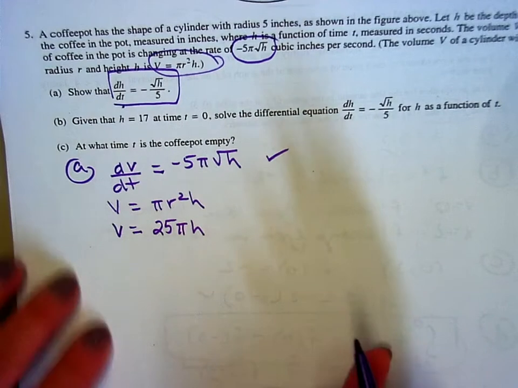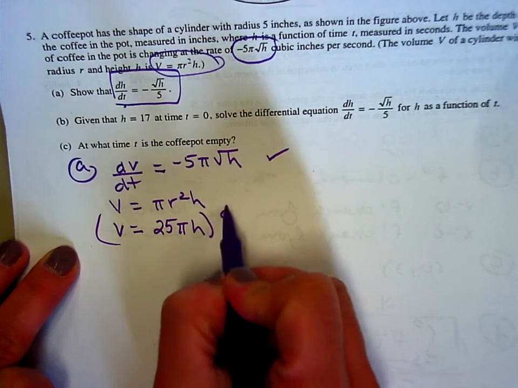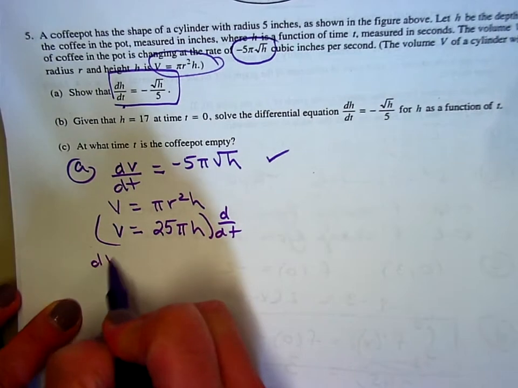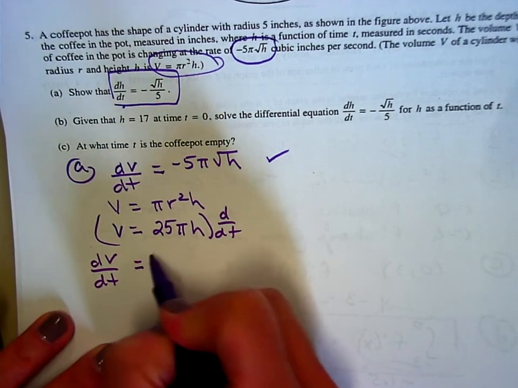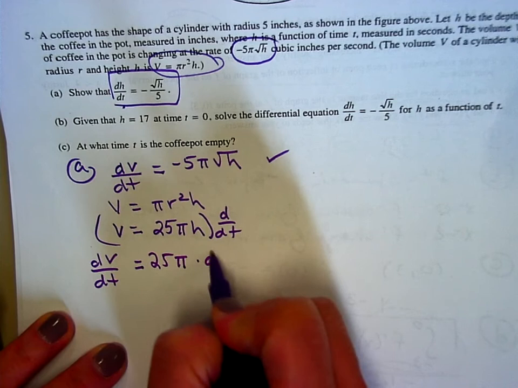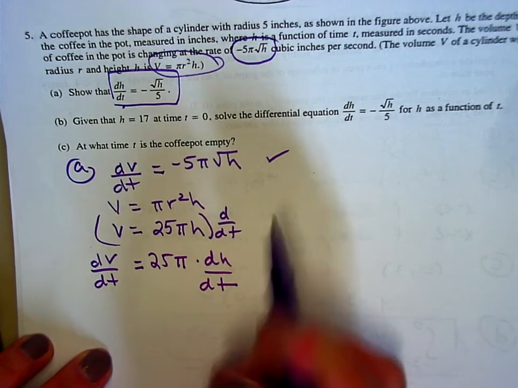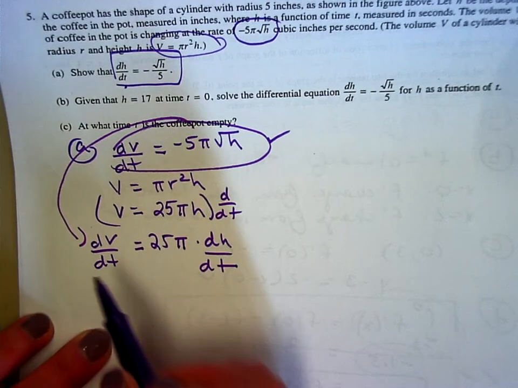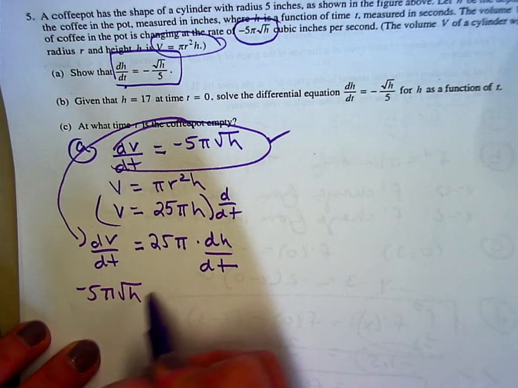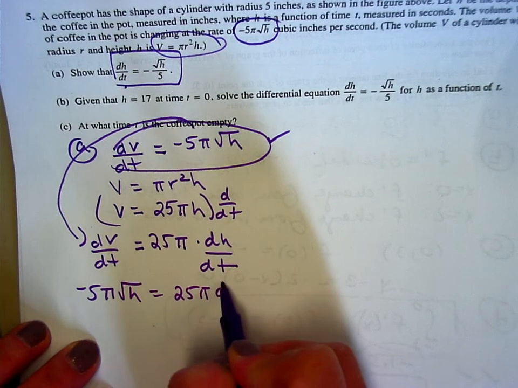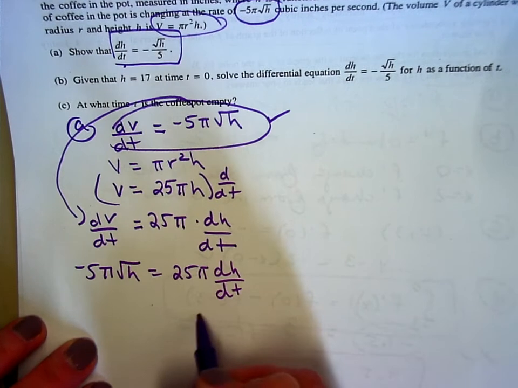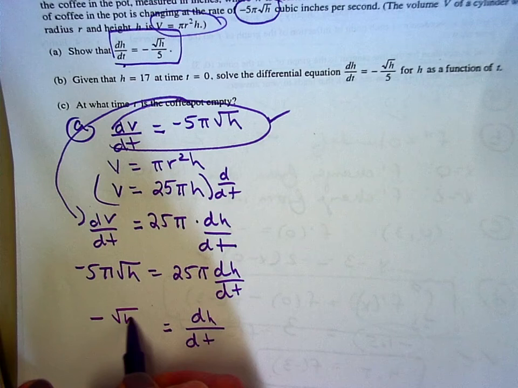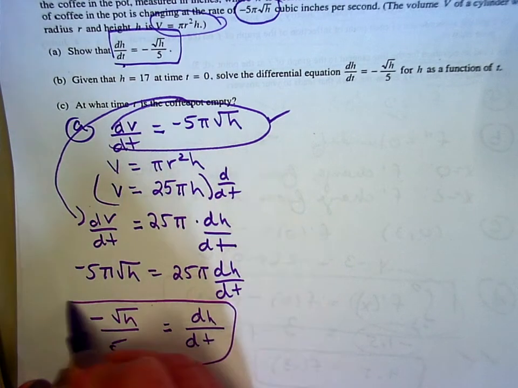Now let's go ahead and take the derivative with respect to time. If I take this derivative with respect to time, then I get dV/dt is equal to 25 pi as a constant multiple times dH/dt. And they told us that dV/dt is this, so I'm going to take that and substitute in here. And I'm trying to find dH/dt, so if I divide by the 25 pi on both sides, that's how we'll get to this, which is what they're asking us to show.